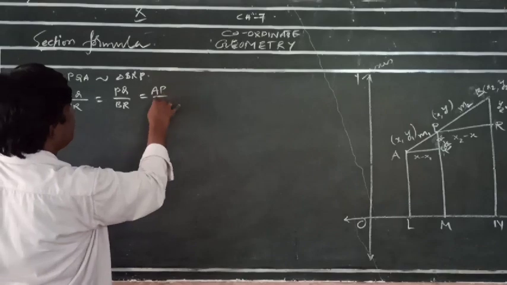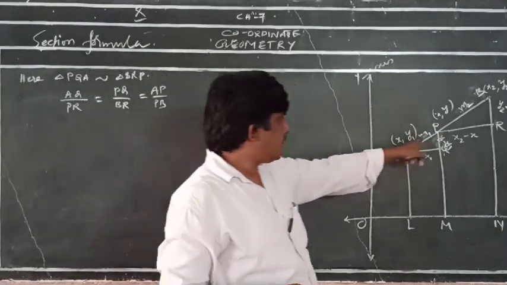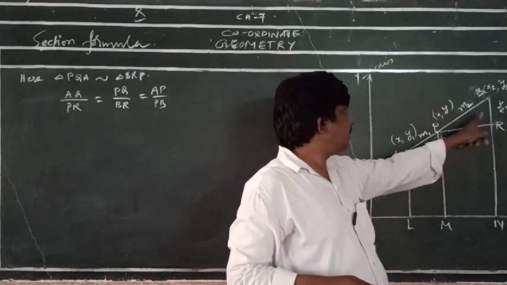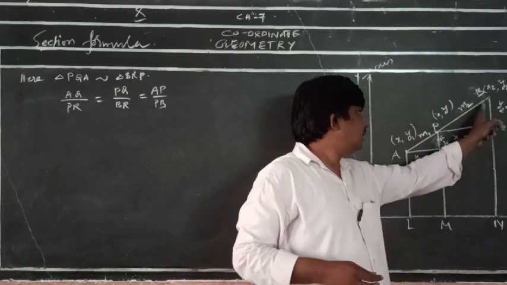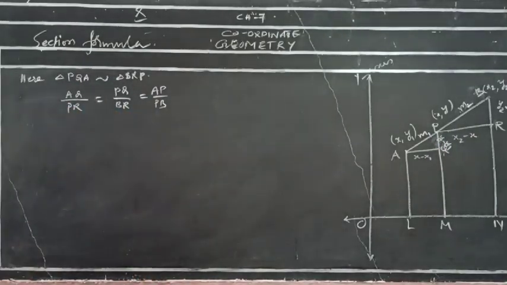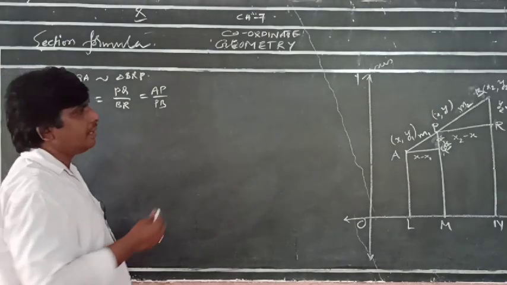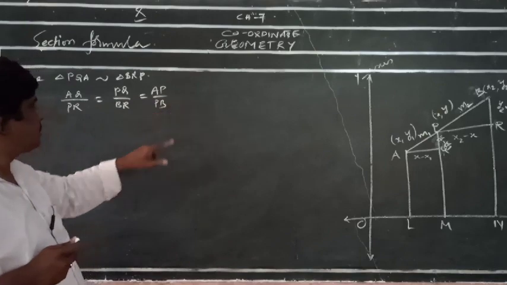These two triangles are right angle triangles. This triangle is right angle here, here right angle. These two are corresponding, therefore these two are equal. Therefore, the two triangles are similar. As per the criteria, we can get this relation: the corresponding sides' ratios are equal.